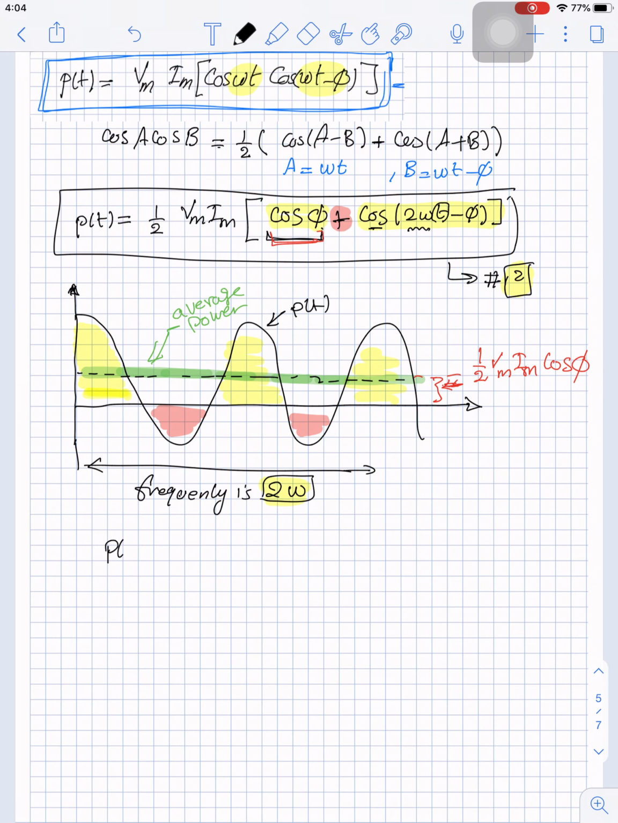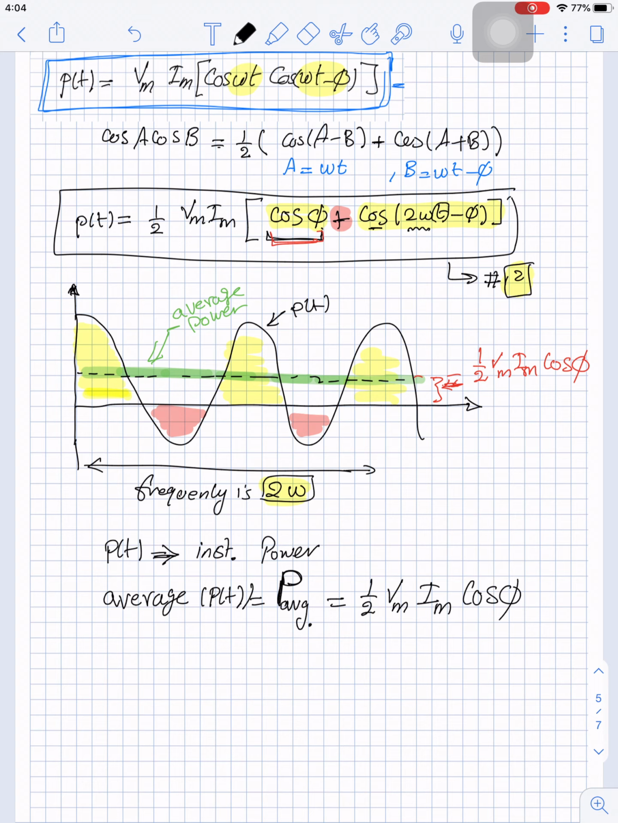So don't forget that P of t is a waveform, and this is what we call the instantaneous power, and it's a function of time. But this P of t has an average. So what is the average of P of t? We said that the average of the waveform will be the datum shift. So the average of P of t, which we will name P average, will equal half V max I max cos phi. This is from the waveform.